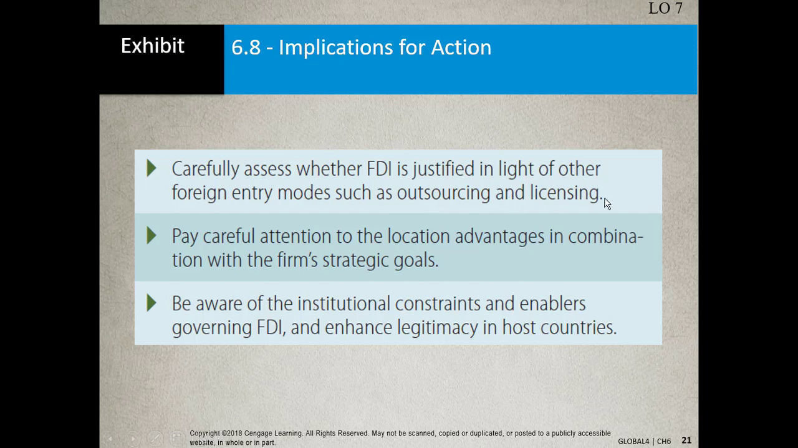So maybe you should have licenses. All kinds of other types of agreements available to you. And by the way, we'll talk about them down the line. We'll spend a lot of time on the other types of agreement that are either equity or not equity-based agreements. And then pay careful attention to the location advantage in combination with the firm's strategic goals.